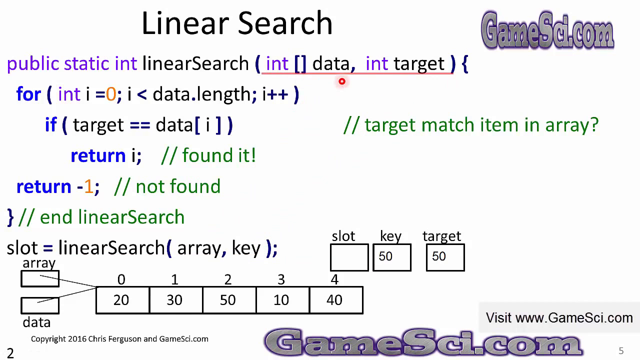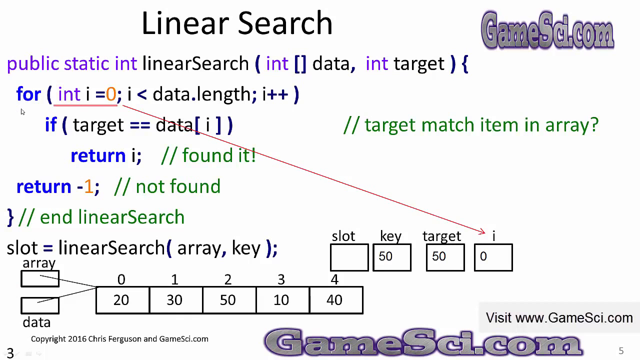When we get inside the routine, the variable data, the array, look at this, this says int array data, so the parameter data will be pointing to the same thing that array is pointing to. And target will be a local variable, so I popped up a new variable here, and target will be assigned the argument 50 because that came from the variable key. Local variables are created on demand, so the local variable target was just created. The local variable data was just created.